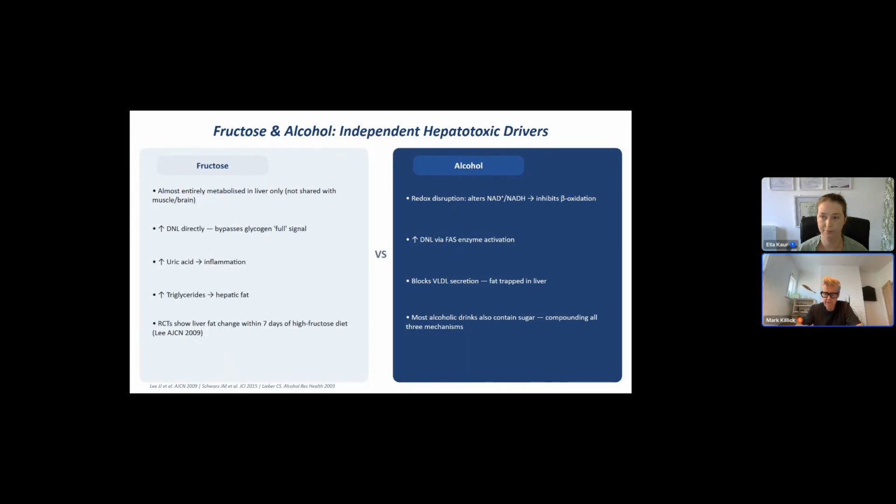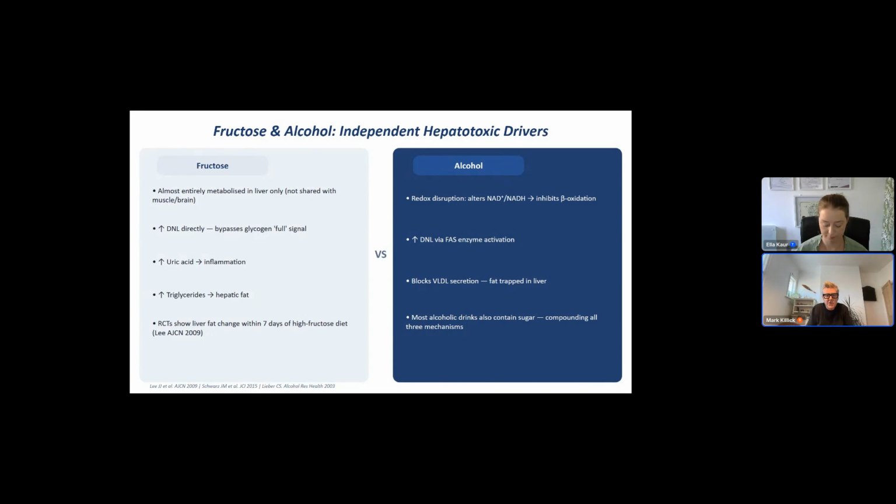And then third, and this directly connects to choline, which we'll be talking about as an intervention later on down the road, it inhibits very low density lipoprotein assembly. So this means that fat cannot now leave the liver. It's trapped within the liver. And the last thing is, because most alcoholic drinks will contain sugar as well, once again we have the fructose from the sugar, which is going to add to the process as well.